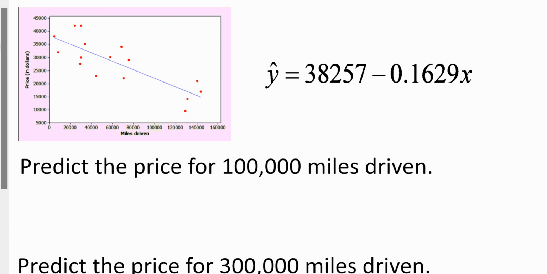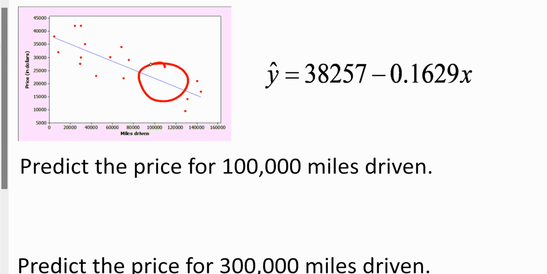So there's some things we can do with it. The main thing is we want to be able to predict things. So it is considered like a trend line that shows trend, and we can use it as a predictor, which sometimes is great and sometimes not so great. So here's the line, here's the equation, and here's an example. It says predict the price for 100,000 miles driven. Because if you look in here, there's nothing around 100,000 miles from the data we were given.